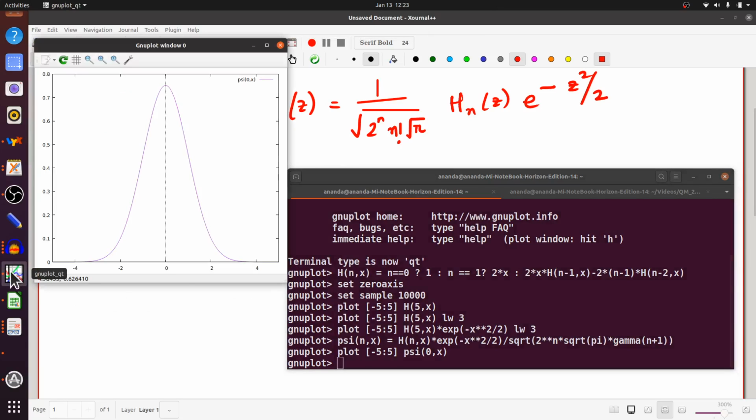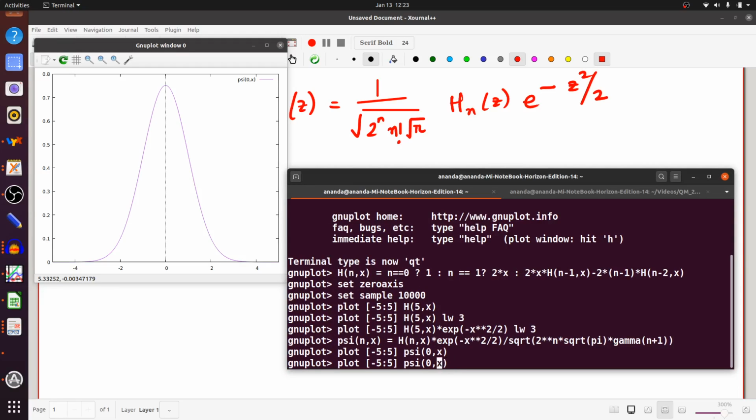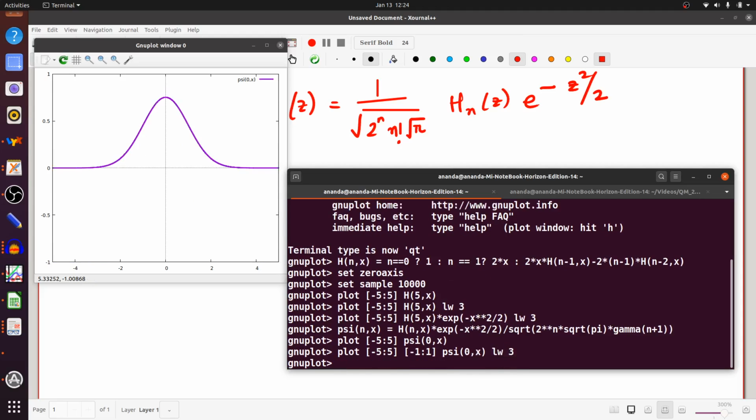And this is what the wave function looks like. It would be better if I actually plotted this with the y scale, put y range also put in, and with a line width of 3, let's say. And there you have it, a nice Gaussian as expected.